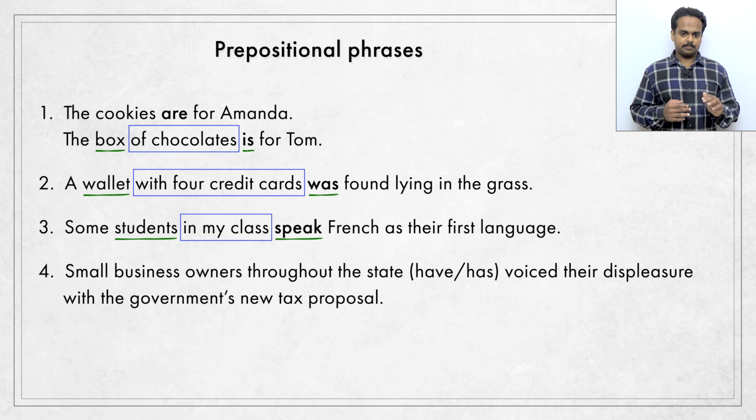To voice your displeasure is to express your disappointment or dissatisfaction. This expression is used in more formal situations like this. A tax proposal is a tax plan that the government has announced. So many business owners are not happy with this plan, maybe because it's going to raise taxes on their businesses. Okay, so now you decide, have or has.